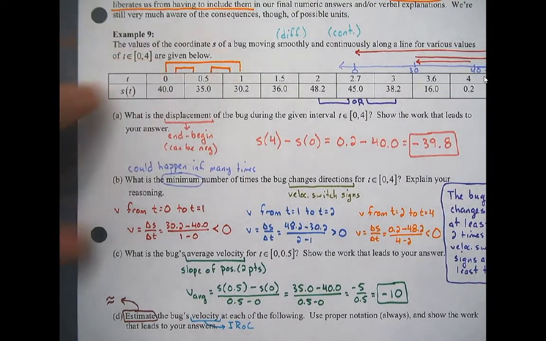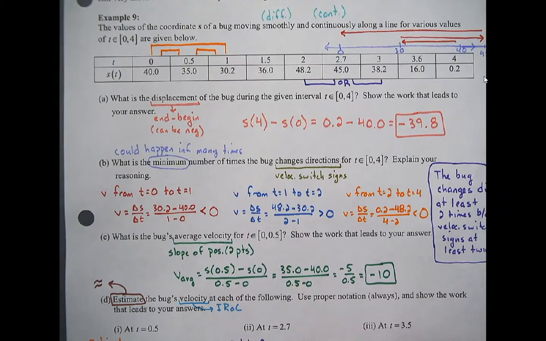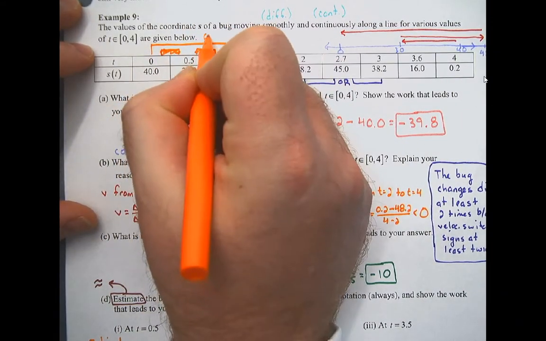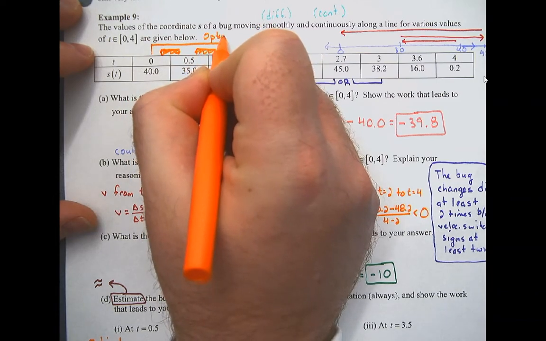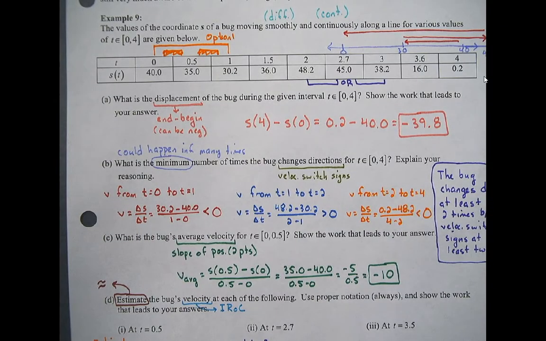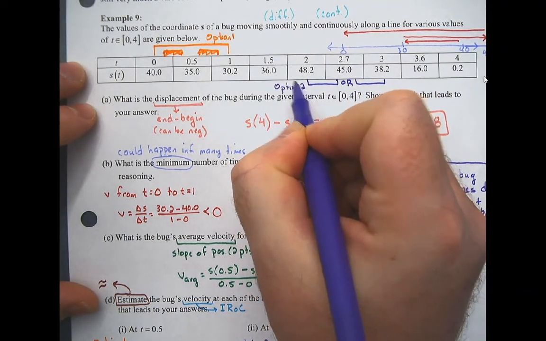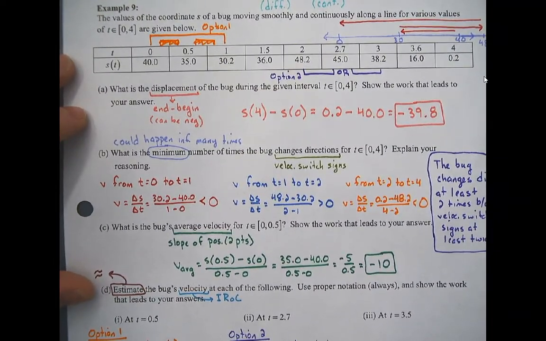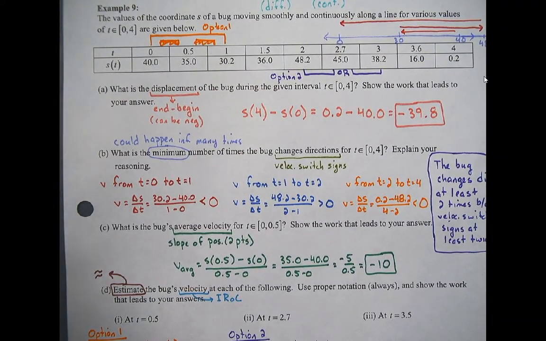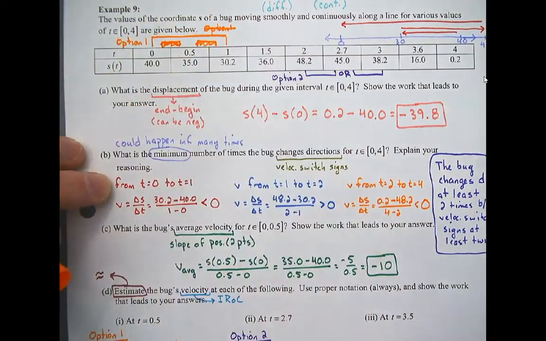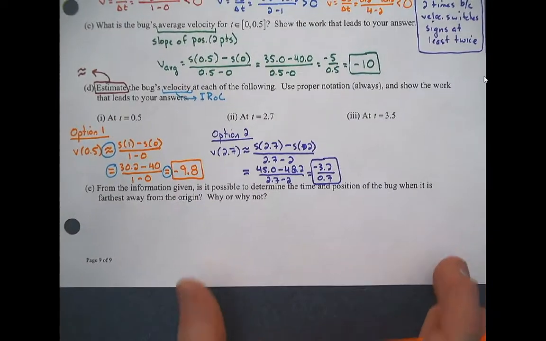So option 1 is to use the points around it. Option 2, actually, I'm going to scribble this out and just call this option 1. And then I'm going to say either one of these is option 2. I don't like the way I wrote that. Option 1, option 2.